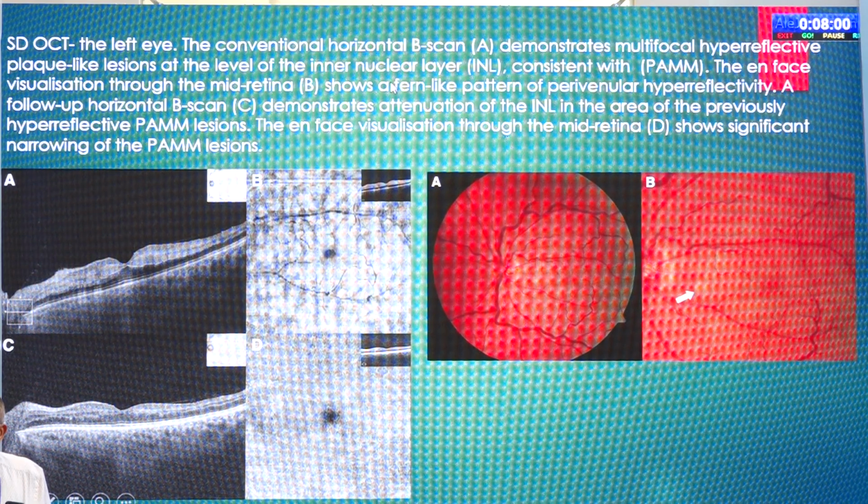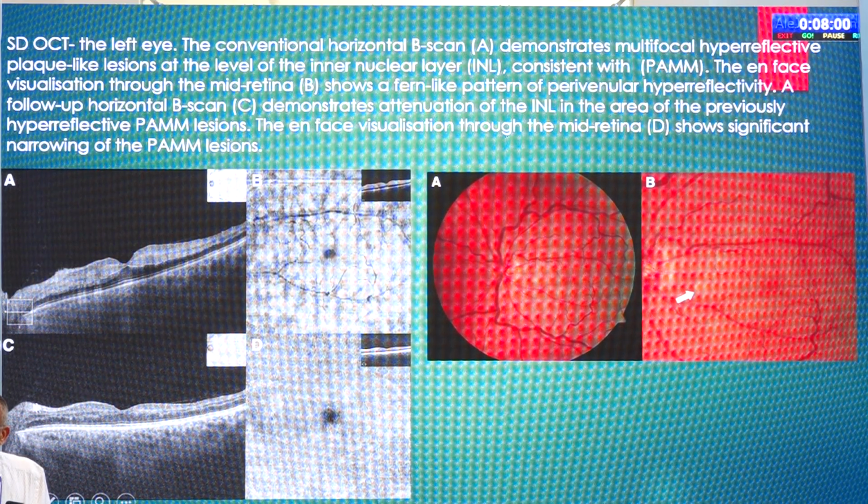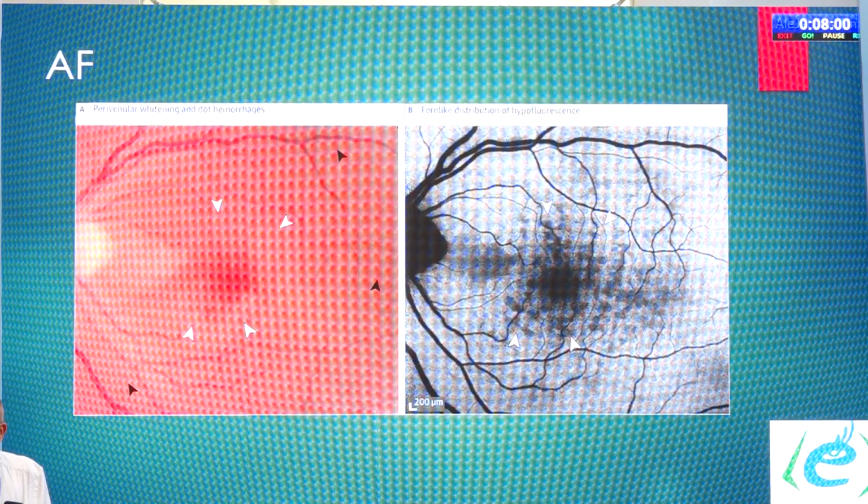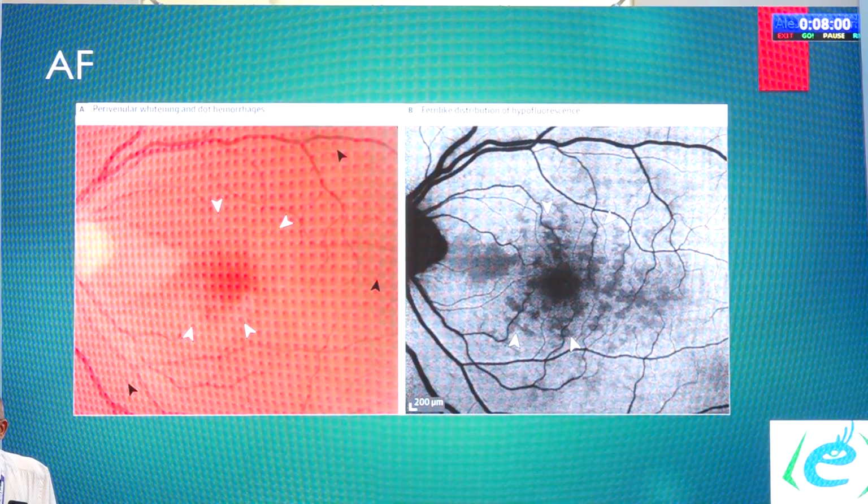And the en face visualization through the mid-retina shows a fern-like pattern of perivenular hyperreflectivity. A follow-up horizontal B scan of the same demonstrates attenuation of the inner nuclear layer in the area of previously hyperreflective PAM lesions. The en face visualization through the mid-retina shows significant narrowing of the PAM lesions. These are important OCT findings. And the autofluorescence also sometimes shows these fern-like hypofluorescence in CRVO cases.